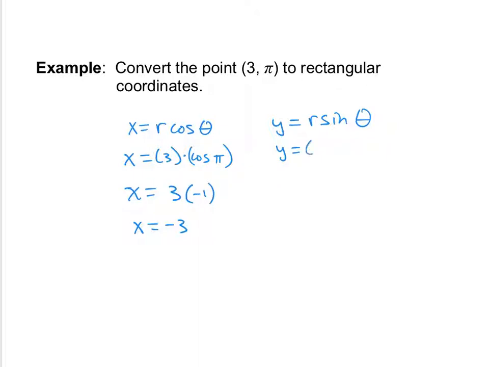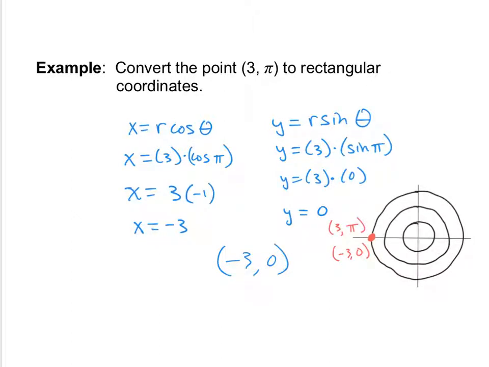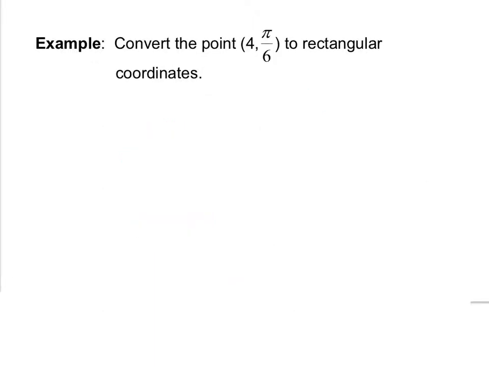Over here, r is 3, and now I have the sine of pi, and we know that the sine of pi is 0, so the y-coordinate is 0, which means my ordered pair is going to be the point (-3, 0). So you can see by my rough little drawing here that the point (3, pi) in the polar coordinate system is going to be exactly the same as the point (-3, 0) in rectangular. Okay, let's look at another one.